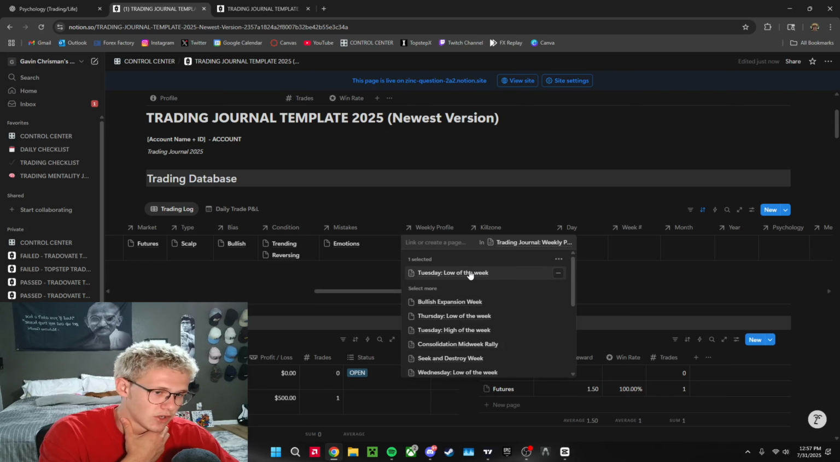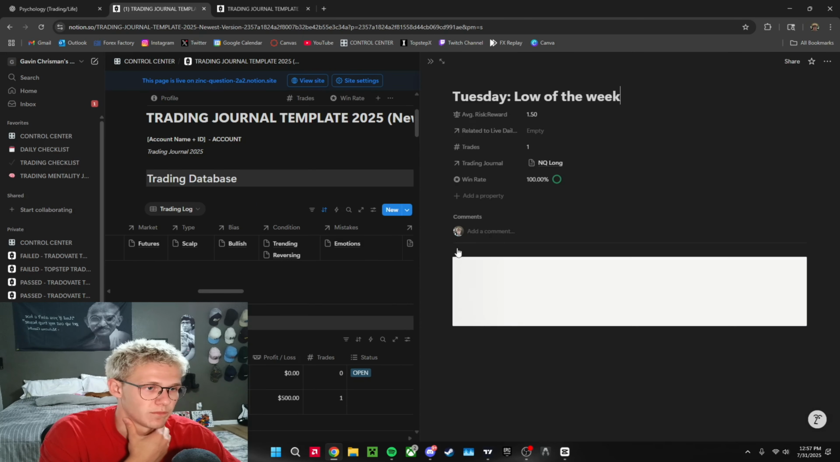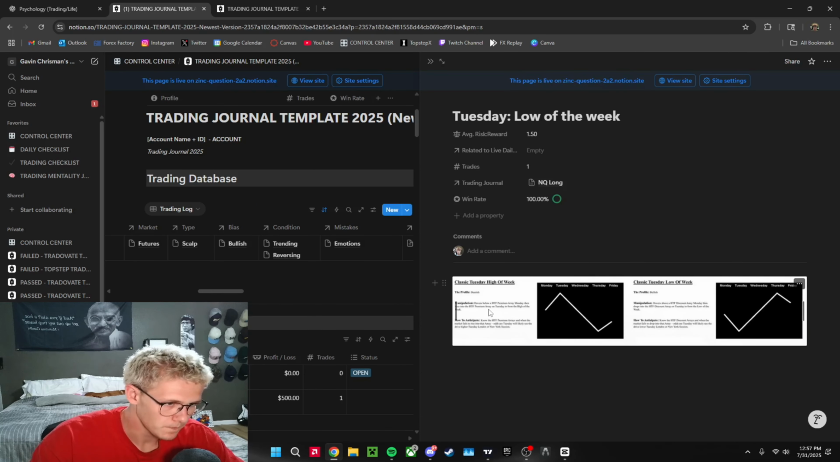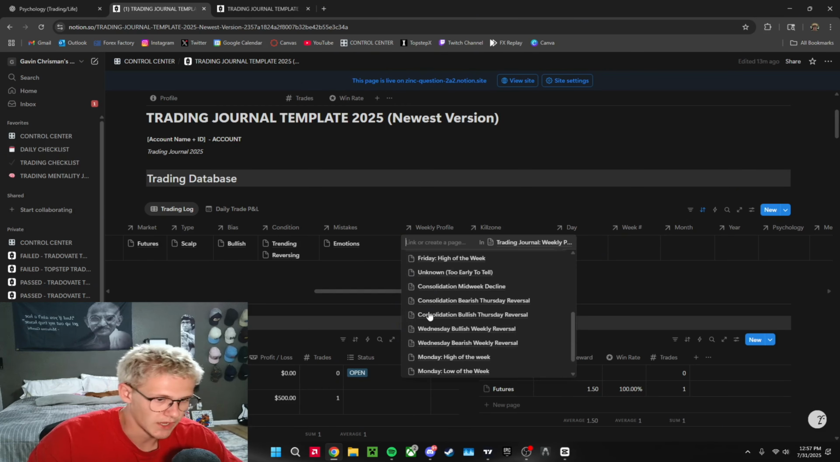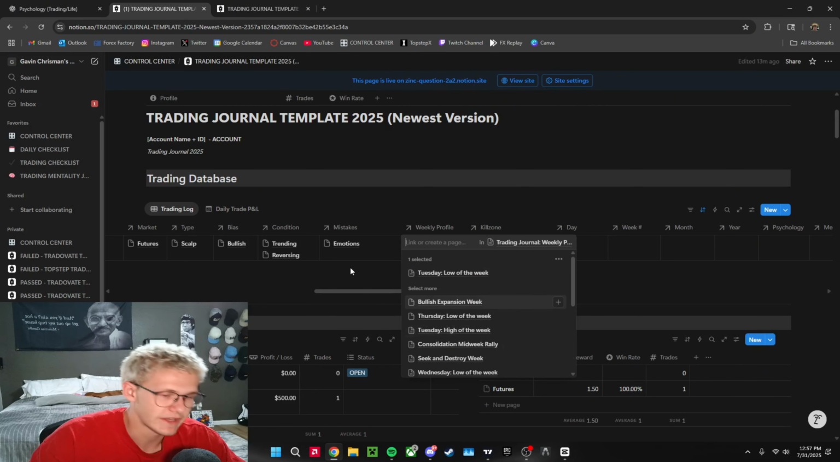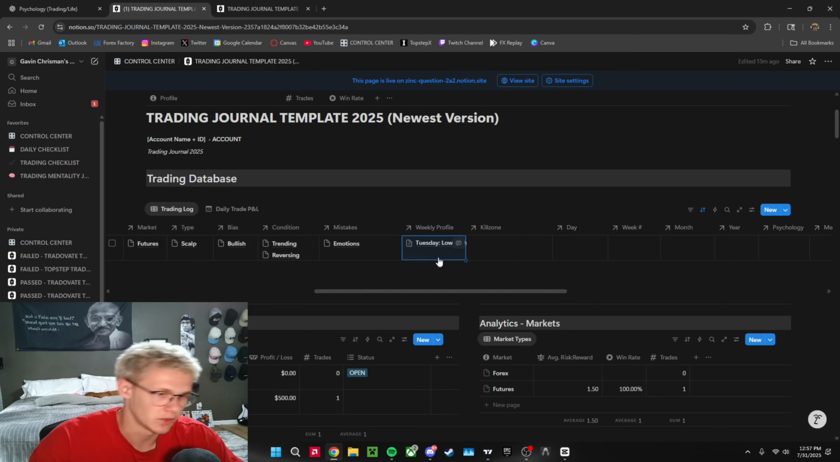If you actually click on this low of week on Tuesday selection, it will pull up a picture of what either a high of Tuesday, low Thursday week looks like, or a Tuesday low of week looks like, with these images inside of this page. Not all of them have pictures like this, but all of the ones with the little paper emoji have some sort of image showing you what that weekly profile is.